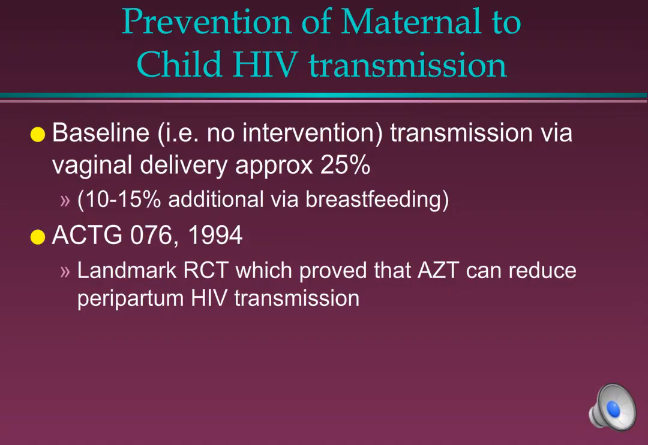In the first part of this talk, I'd like to talk about the prevention of maternal to child HIV transmission. And in order to do that, I'd like to talk about a particular landmark study, ACTG 076, which was published in 1994. This proved for the first time that AZT, the first drug we used to treat HIV infection, by itself can reduce peripartum HIV transmission.